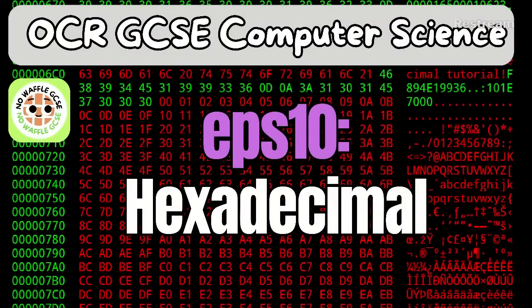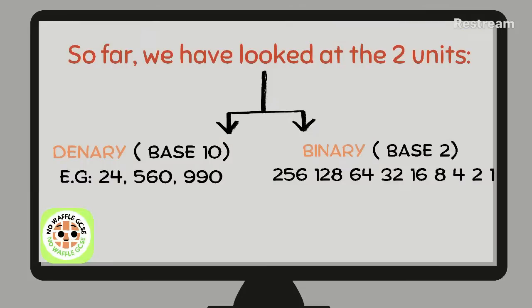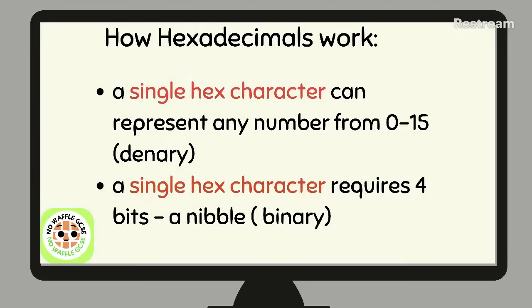Now on to hexadecimal. I've already spoken about denary and binary. Hexadecimal is base 16. It uses 16 different digits, so 1 to 9, and also A, B, C, D, so letters, 4 values over that, all the way up till 16.